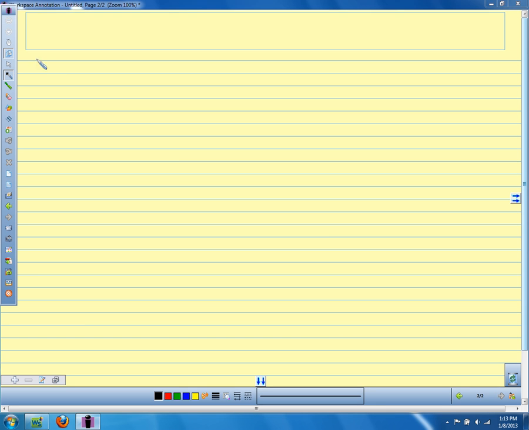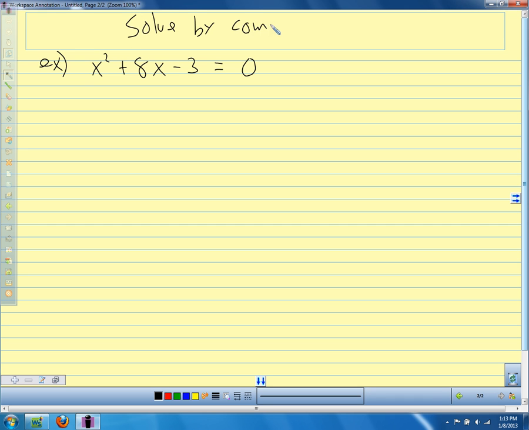So the first example, we have x squared plus 8x minus 3 equals 0. And we're solving by completing the square. For this one, this is nice. Here we have a equals 1. The number in front of the x squared is just 1. So I don't have to worry about the a.